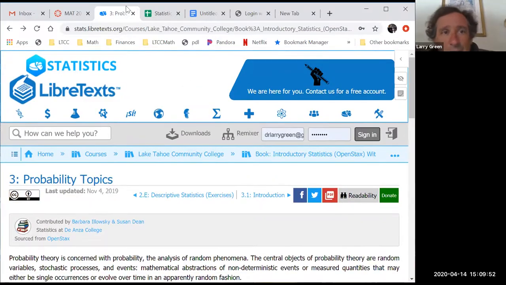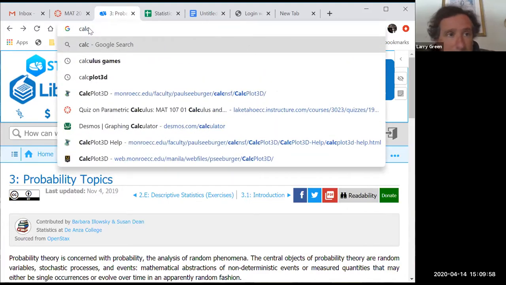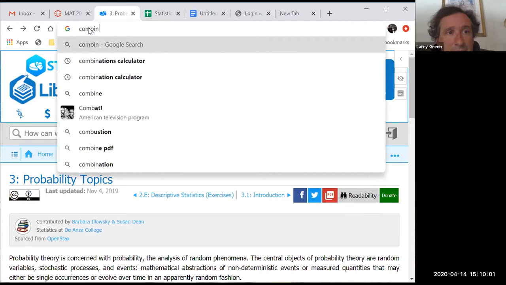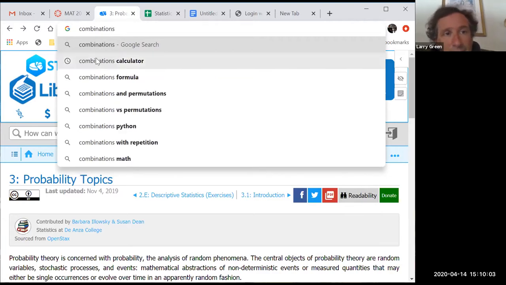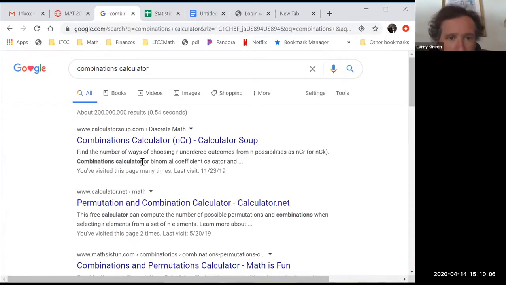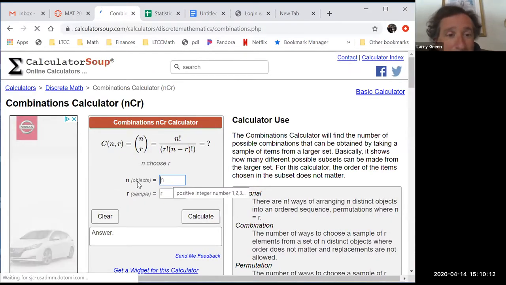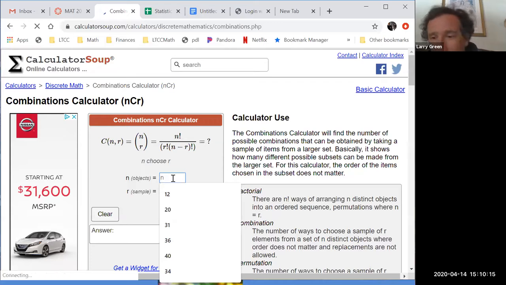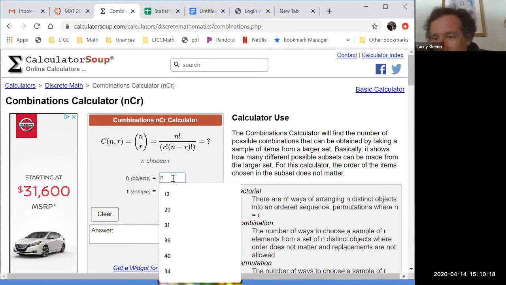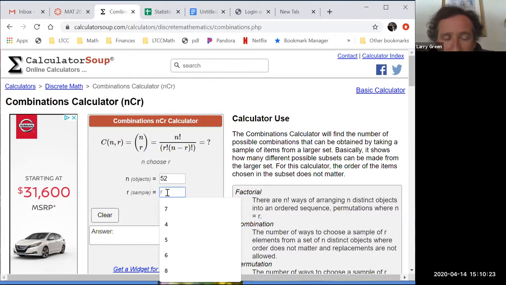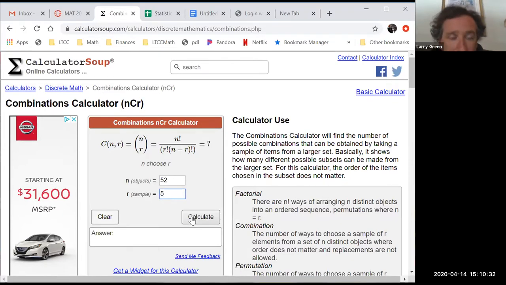Another way of finding it is to search for a combinations calculator. Calculator Soup works, by the way. What this is, is we have n objects. How many objects are there to choose from this time for this example? 52. Just type in 52. And how many are we picking if we want a poker hand? 5. And we calculate.